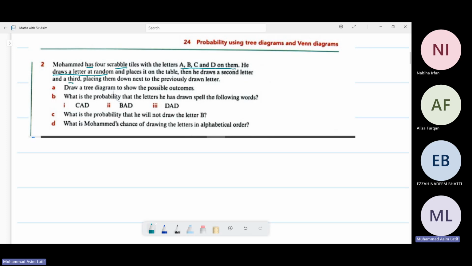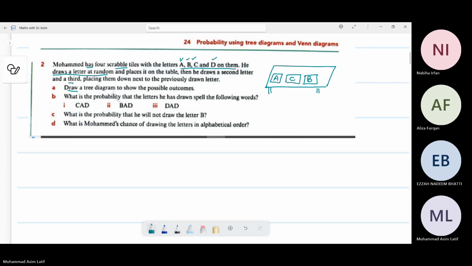Okay, the scenario that we have got is that the cards are A, B, C, and D, and he is going to place them on a table surface like this. Let's suppose the first card drawn was A, the second card drawn was C, the third card drawn was B. So this is one of the different possibilities that may arise. Okay, so this is the scenario of the question. We are required to draw a tree diagram to show the possible outcomes.